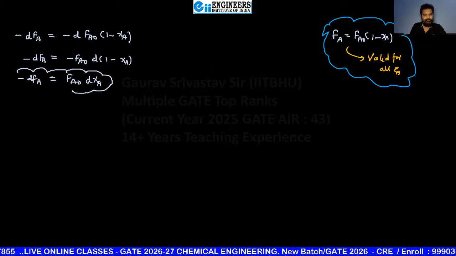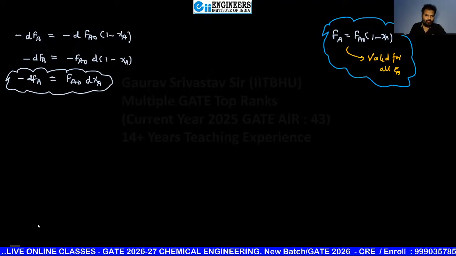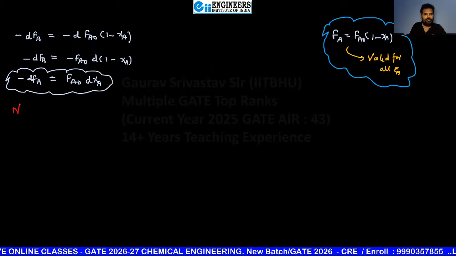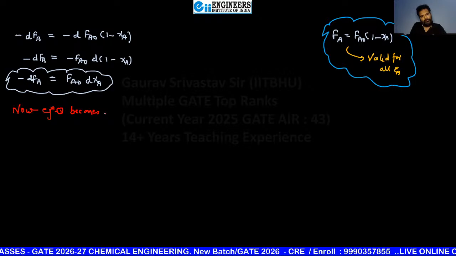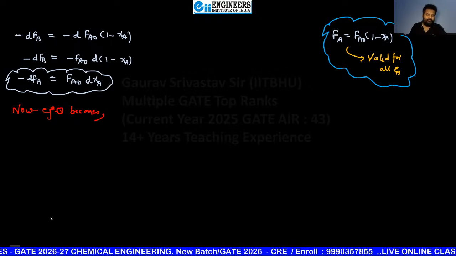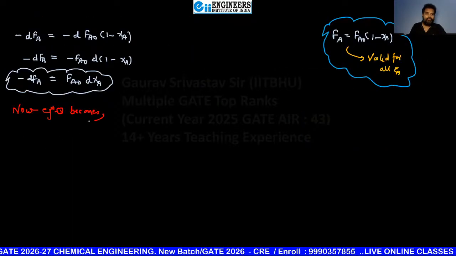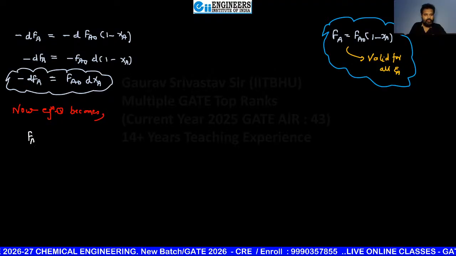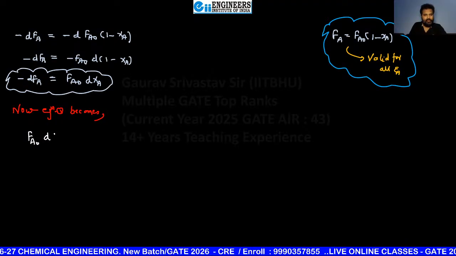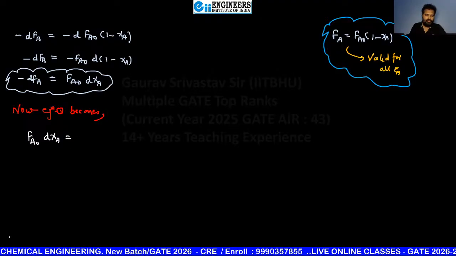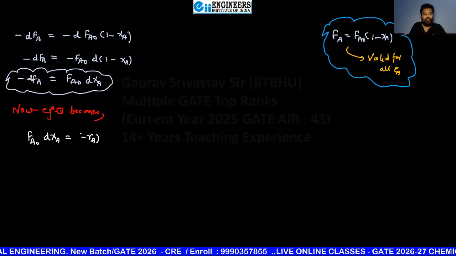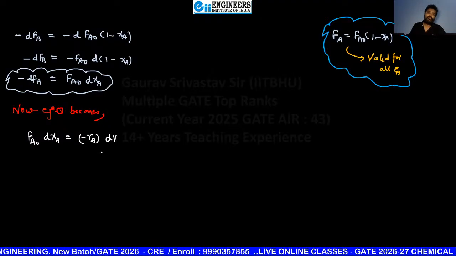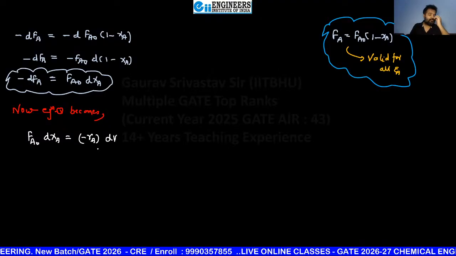Okay, so now equation 1 becomes: instead of dF minus dFA, you can write FA naught dXA is equal to minus RA into dV.